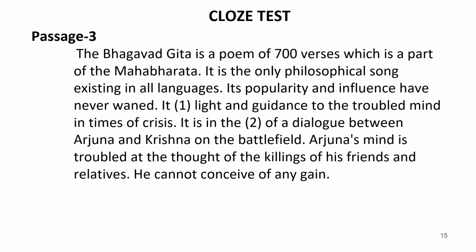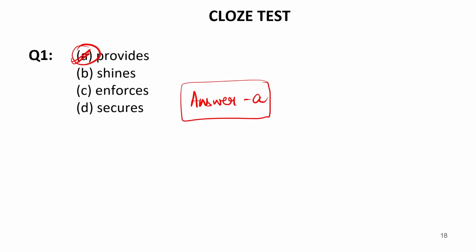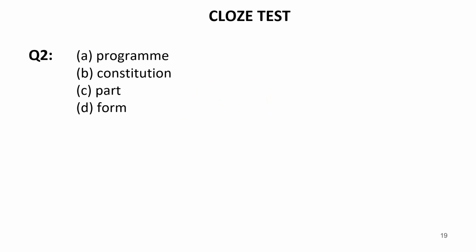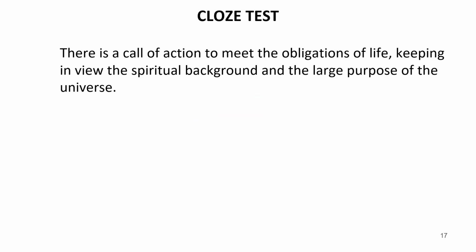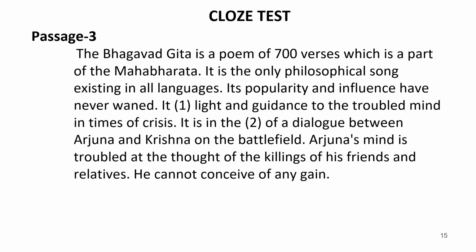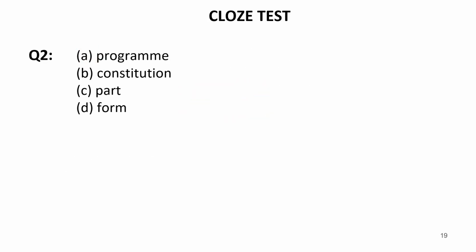It is in the dash of a dialogue between Arjun and Krishna on the battlefield. So let us see the options for the second blank: program, constitution, part, or form. So it is actually the form of a dialogue. So D will be the correct answer. So the answer will be D.